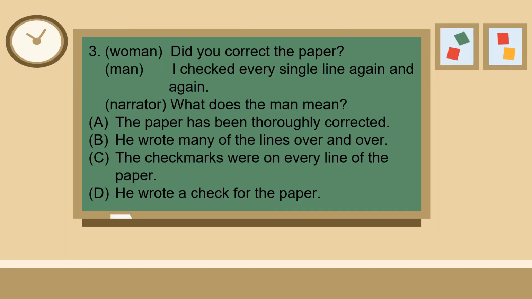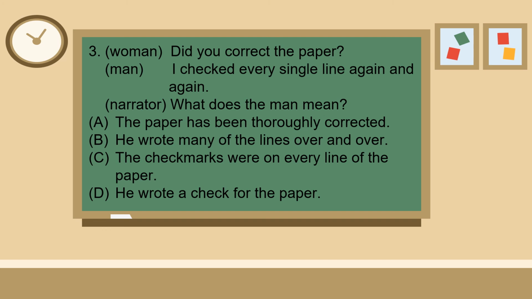To the last practice. Man says, "Did you correct the paper?" Woman, "I checked every single line again and again." What does the man mean? Look at the choices here. A. The paper has been thoroughly corrected. B. He wrote many of the lines over and over. C. The check marks were on every line of the paper. And D. He wrote a check for the paper.